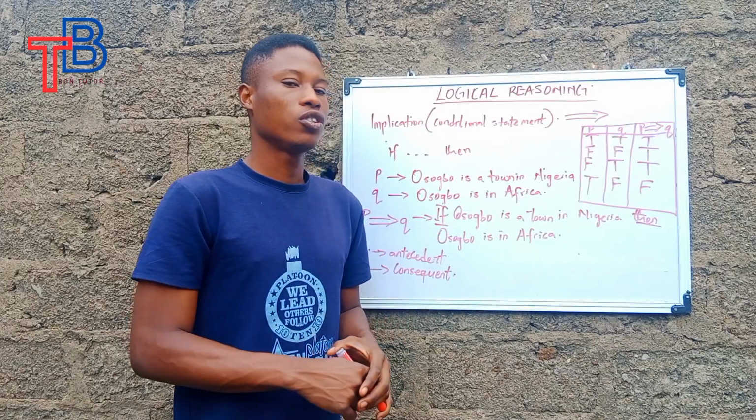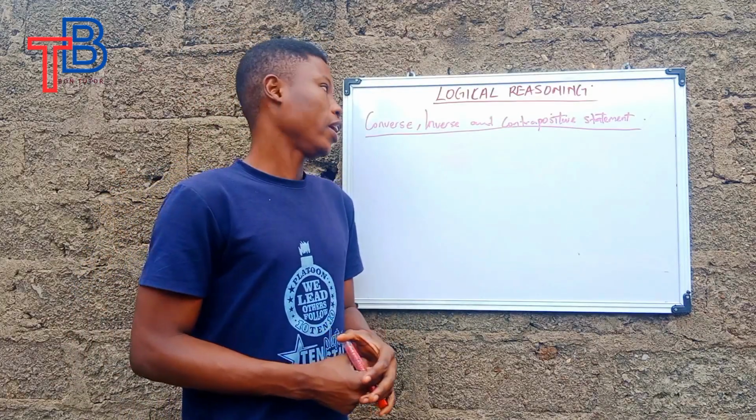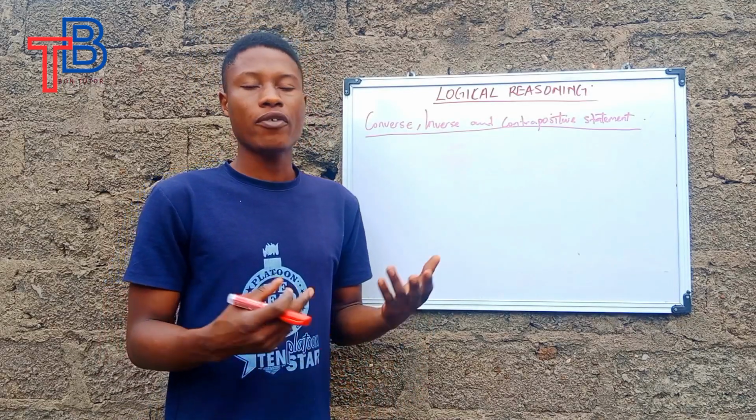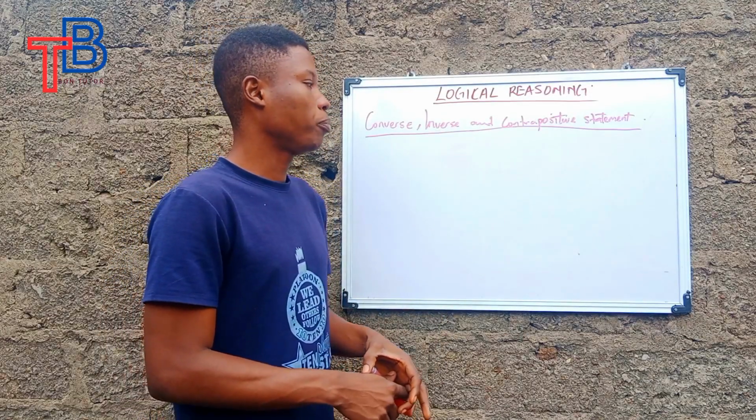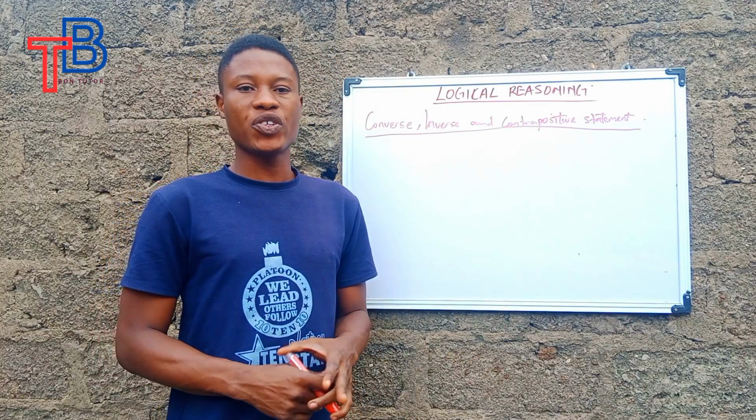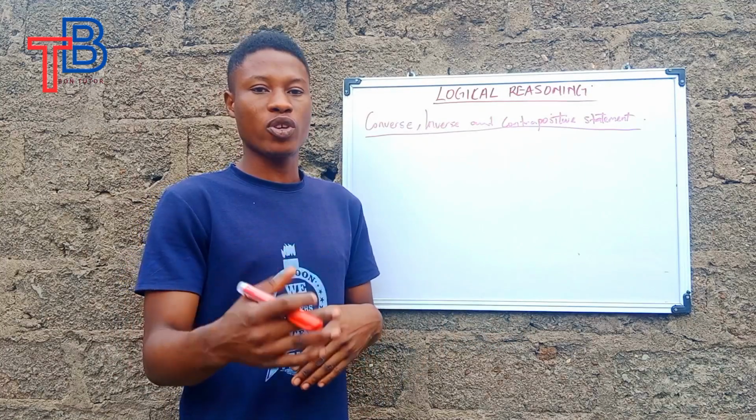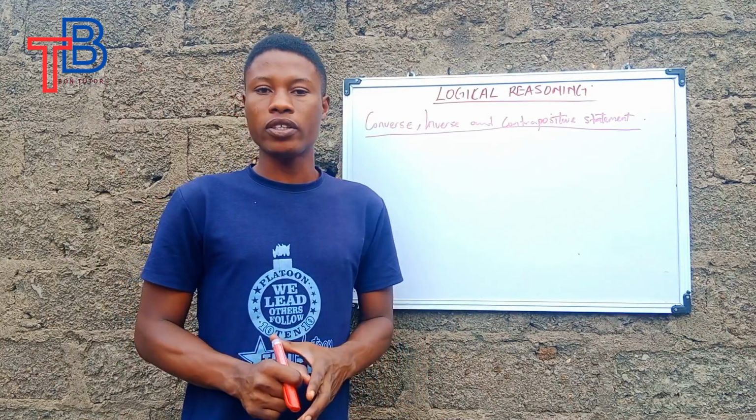So let's go on to the next statement we have. Another type of statement we have here is the converse statement. We have the inverse statement and the contrapositive statement. I'll be talking about these three types of statements together because they go hand in hand and they are quite similar. So I'll be using the same example to explain all three statements for us today.